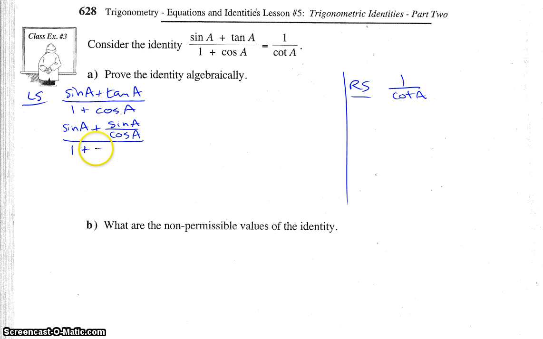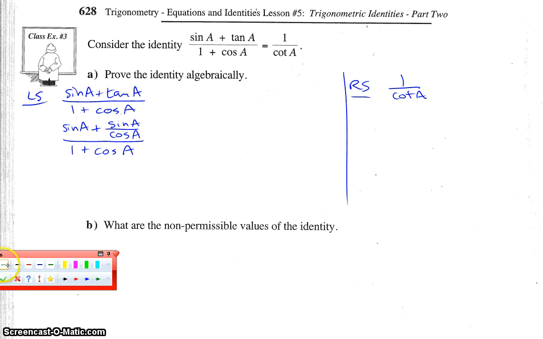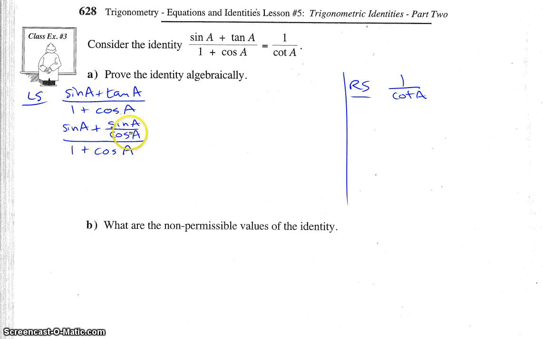You know that one already anyways. And then 1 plus cos A is still on the bottom. All right, everything's in terms of sine and cos. Let's multiply. Here's how we're going to get rid of the little fraction within the big fraction. We're going to multiply the top and the bottom by the lowest common denominator of that little fraction. And you can do this because really you're only multiplying by cos A over cos A, which essentially equals 1. We're not changing the value.